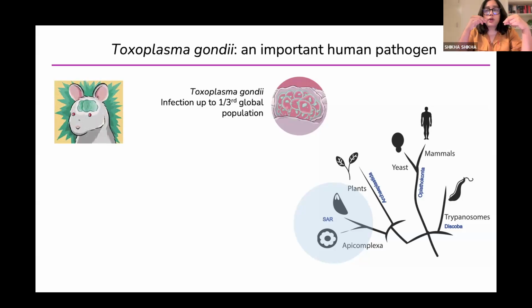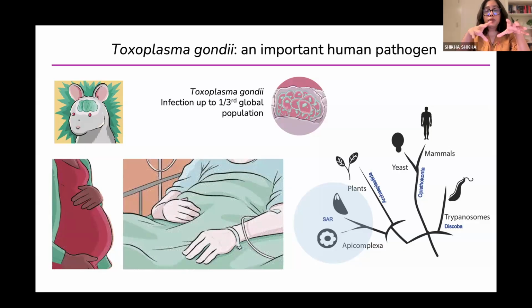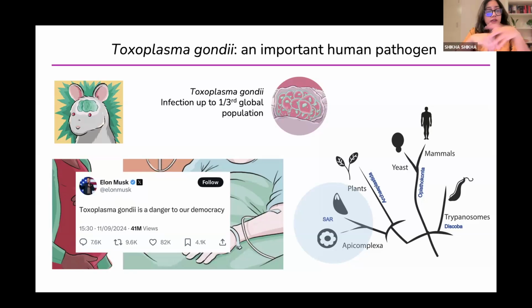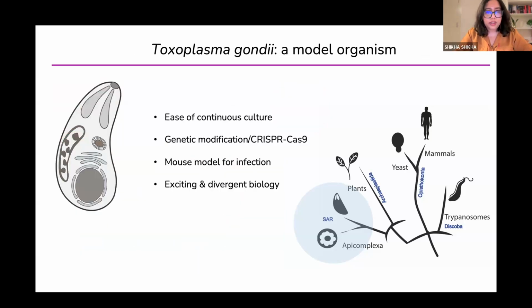This parasite can cross the blood-brain barrier and forms dormant cysts inside your brain that can stay there forever. And although asymptomatic in healthy people, infection in immunocompromised individuals or pregnant women can have severe consequences. And if that doesn't convince you, the world's richest man also thinks that it's a danger to our democracy. So overall, an important pathogen to work on.